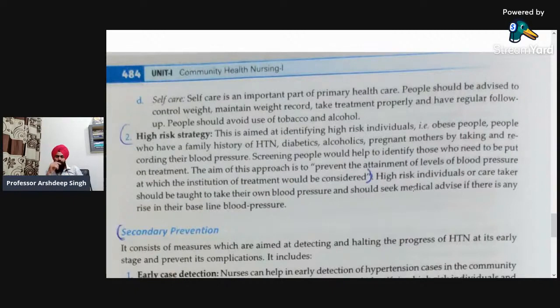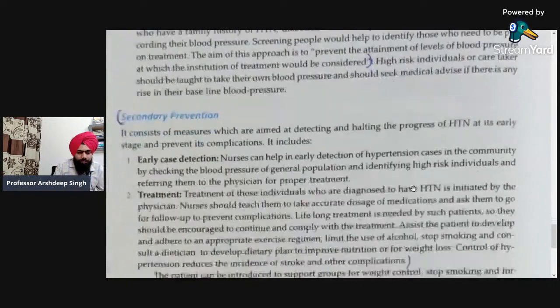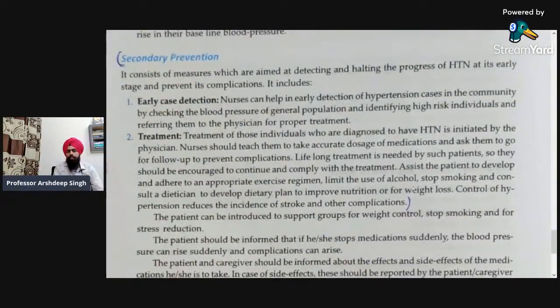Screening people helps identify those who need to be put on treatment, like the obese ones. We have to reduce their weight so that we can prevent them from being affected by hypertension. Okay, so that was about the primary prevention. Next is the secondary prevention, and as we already know, in secondary prevention there are 2 points: early case detection and treatment. First would be the early case detection.